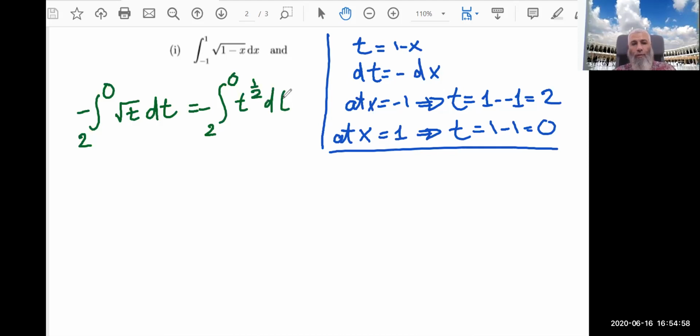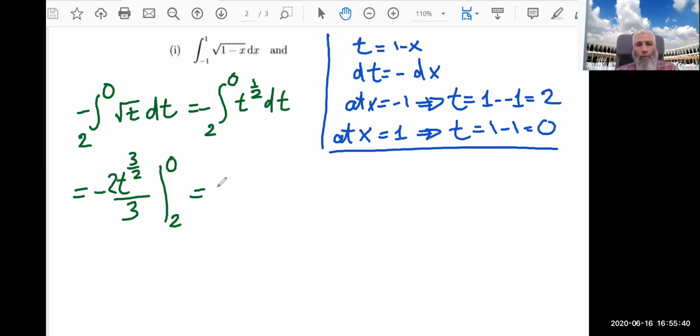So what is this integration? This is minus t to the power 1/2, and here we have t to the power 1/2 plus 1, which means 3 over 2, over 3 over 2, which is multiplied by 2 over 3. And here we have dt, which is nothing. So I think that's the answer. But should we write the limits, 0 and 2?